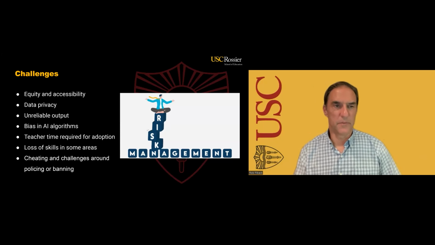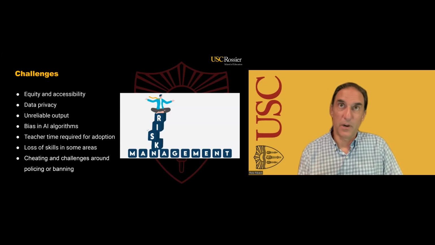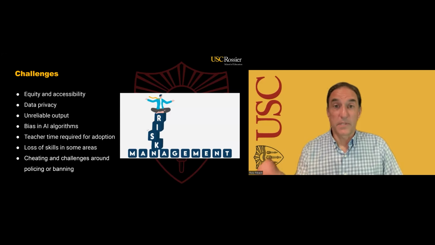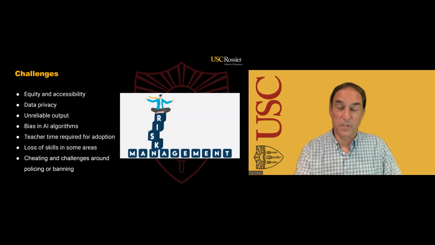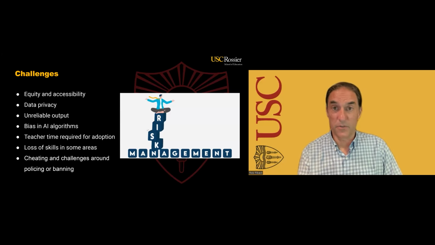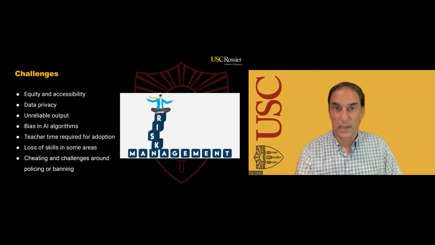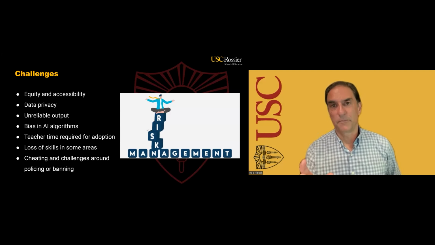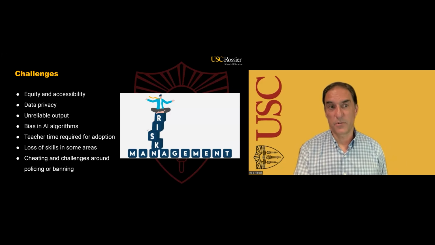Unreliable output. I mentioned that already. Bias in AI algorithms. We've seen a lot of important writing about this. We've seen various generative AI or other AI tools being biased based on a person's skin color. Sometimes the fairer or lighter skinned people that might be using generative AI related to photographs get a different result than someone with darker skin. And so that is, in a sense, racial bias, color bias in an AI generative tool.